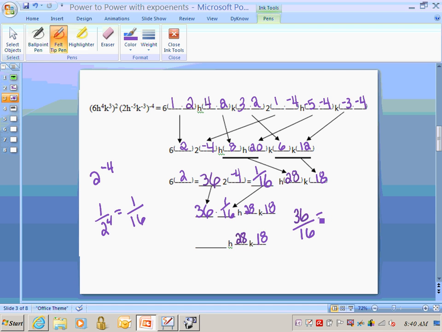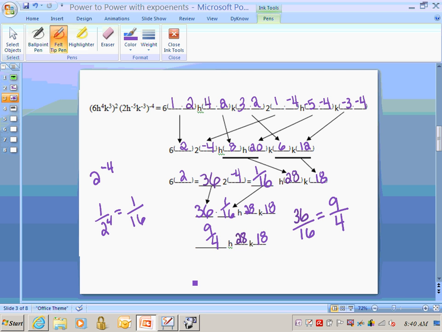Can that reduce? What can it reduce by? Wait, no, 9 over 6. No, 9 over 4. No, 4. We can reduce it by 4. Let's see if we do it by 4. What's on the top? 9. What's on the bottom? Will that reduce anymore? No. So this is 9/4.